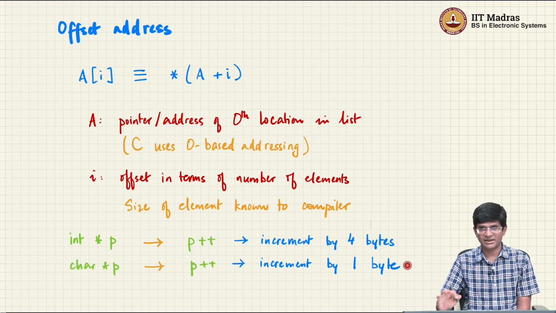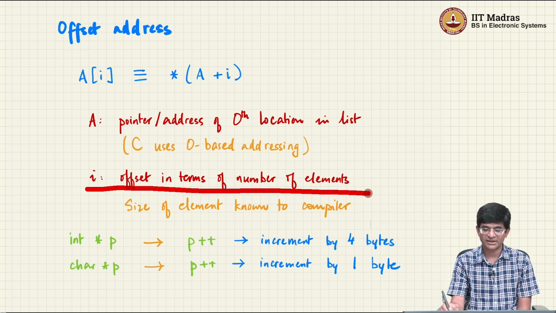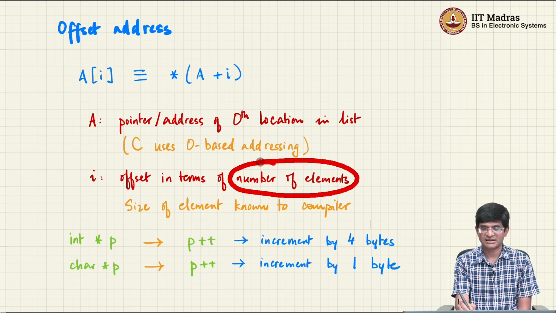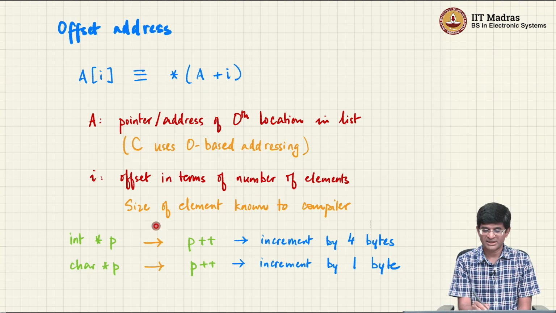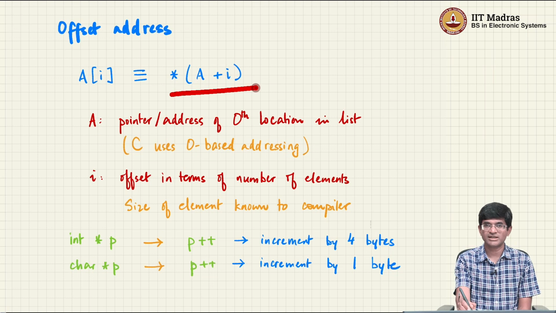But as far as C is concerned, it is very clear, it uses 0 based addressing, and I over here refers to the offset in terms of the number of elements, not the number of bytes. And this is an important thing to keep in mind. This means that the size of an individual element must be known, and of course it is known to the compiler. So you need to understand that *(A + I) is not something that is interpreted at runtime. It is the compiler that looks at this piece of code, it sees what type of data A corresponds to, and it sees the size of that, and when you need to increment by I elements, it basically advances by I locations of the data type of A.